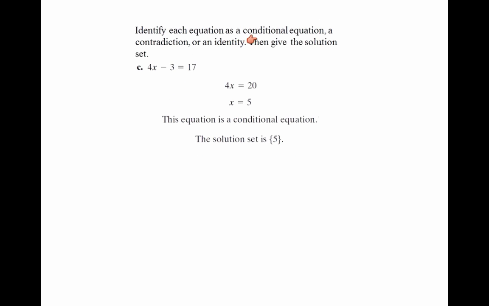Another one, we would identify each equation as a conditional equation, a contradiction, or an identity. We have 4x minus 3 is equal to 17. If I add 3 to both sides and divide both sides by 4, I get the solution here.